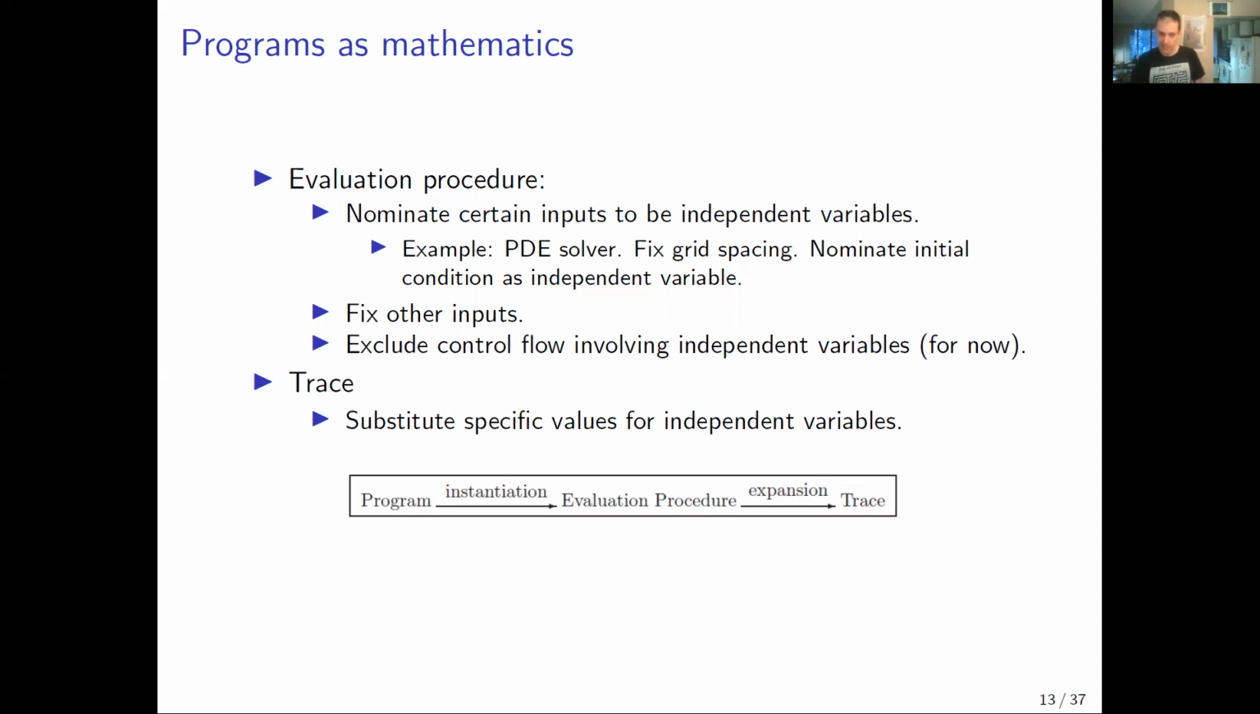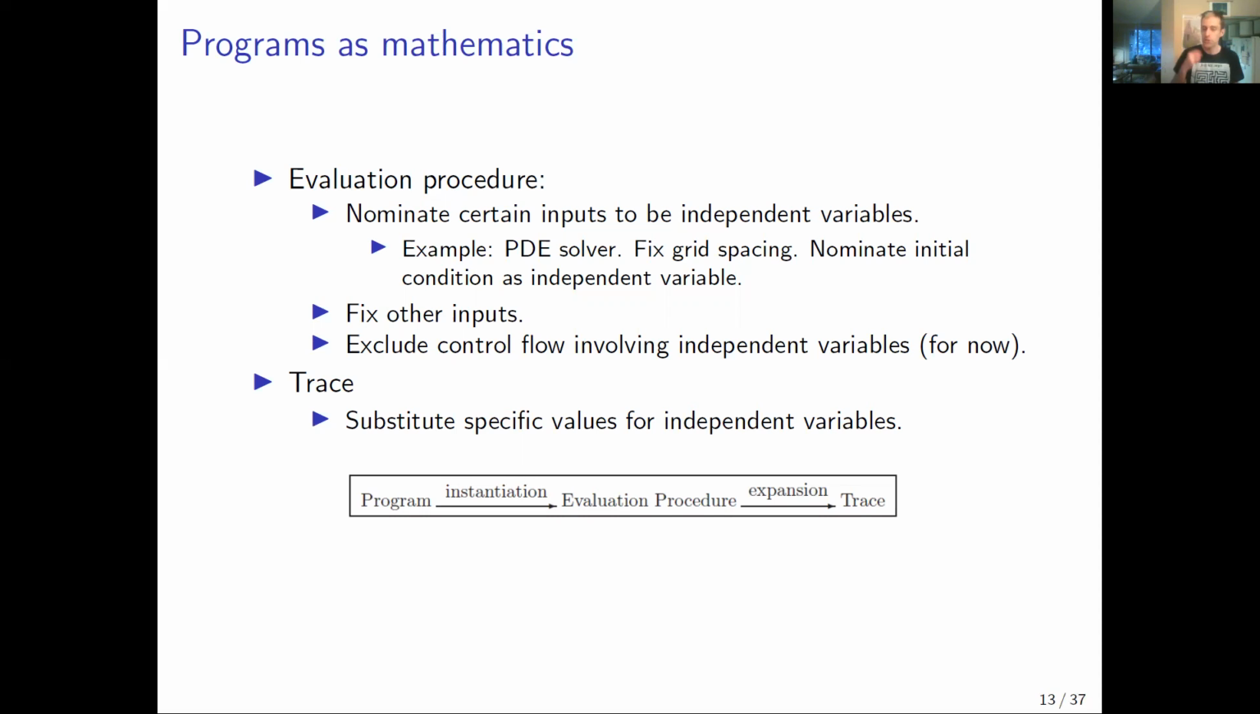And furthermore, they're going to add the condition that if you have if statements in your code, basically conditional statements, then those statements can't depend on inputs which are independent variables. So in this case, in our PDE solver, we couldn't have if statements depending on initial conditions or things that depend on the initial condition.